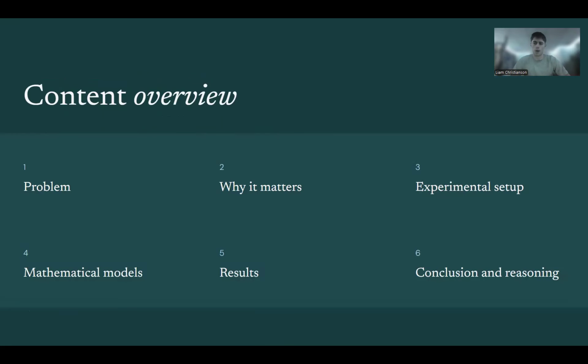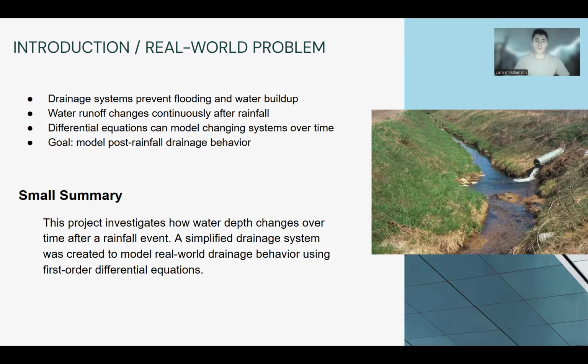So I wanted to go over a quick content overview. I wanted to go over the problem, why it matters, my experimental setup, my mathematical and differential equation models, the results I got, and my conclusion and reasoning for this.